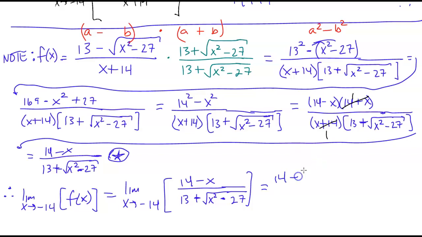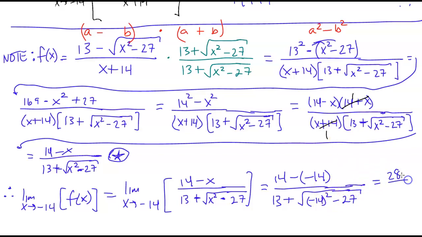So at this point, we just plug in negative 14 and do number crunching. And this will be 28 in the numerator. In the denominator, negative 14 squared is 196. 196 minus 27 is 169. And 169, take the square root of that, is 13. So all of this just ends up being 13. So 13 plus 13 is 26.